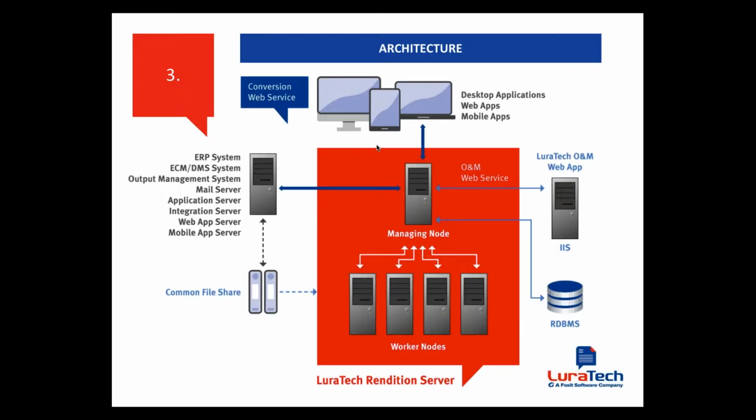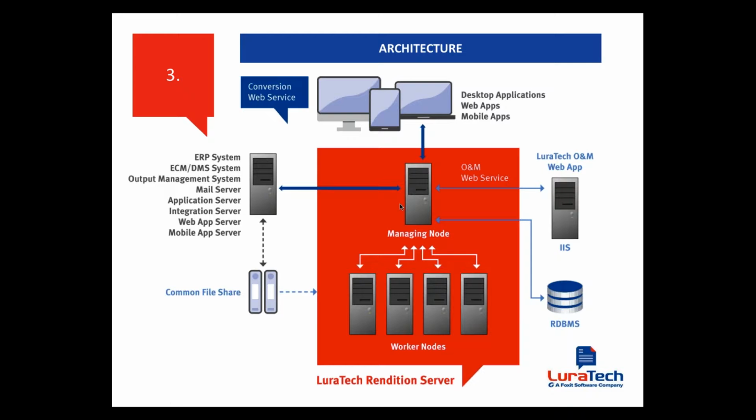Architecture of the product, let me introduce that a little bit. On the very top you see desktop applications, web apps, and mobile apps. This is what Gert basically showed. There's no visual appearance for a web service. The web service is symbolized here as this blue arrow, where subsystems on the desktop side, mobile side, or subsystems on the server, ERP systems, application servers, web servers, are calling the web service and talking to the rendition server.